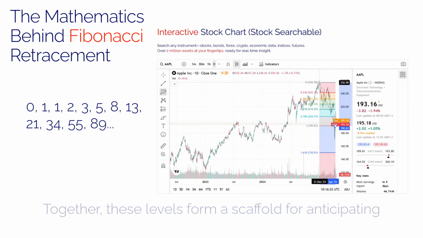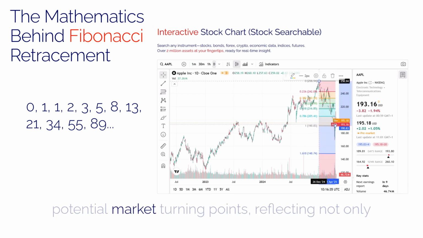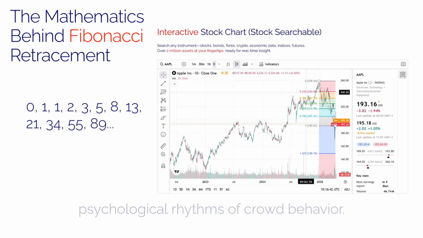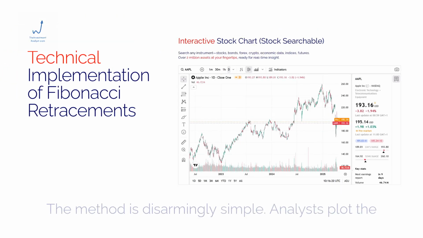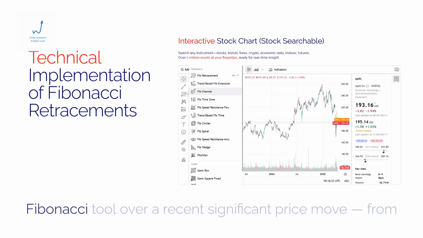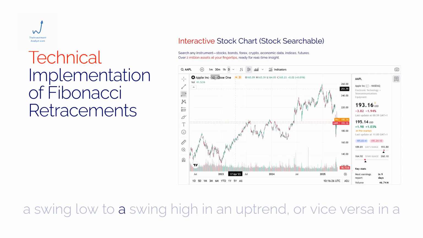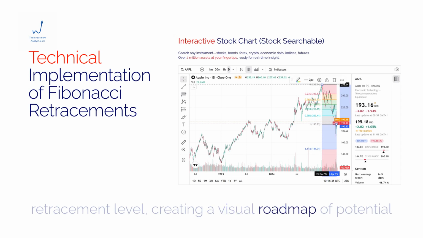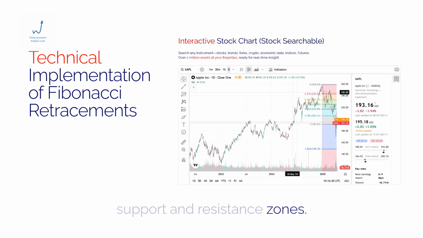Together, these levels form a scaffold for anticipating potential market turning points, reflecting not only mathematical proportion, but also the recurring psychological rhythms of crowd behavior. The method is disarmingly simple. Analysts plot the Fibonacci tool over a recent significant price move from a swing low to a swing high in an uptrend, or vice versa in a downtrend. The tool then draws horizontal lines at each retracement level, creating a visual roadmap of potential support and resistance zones.